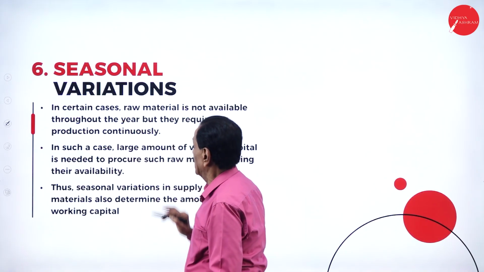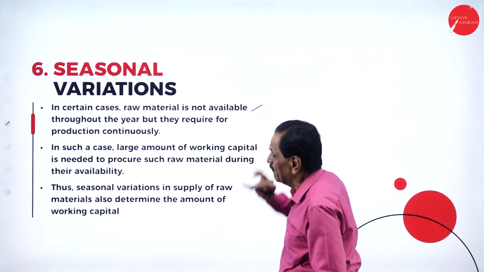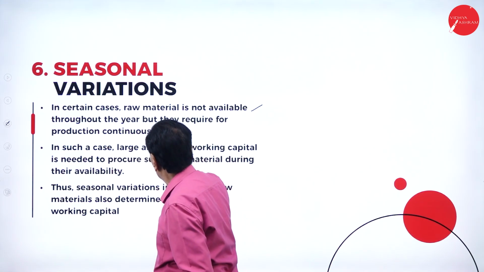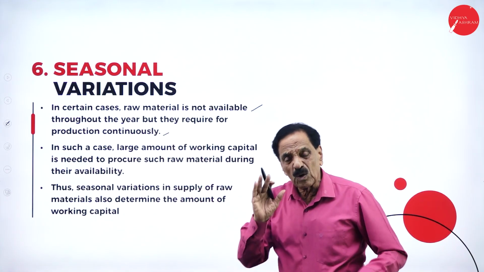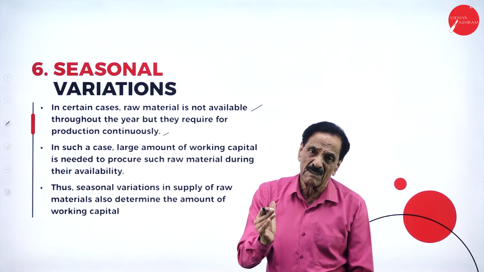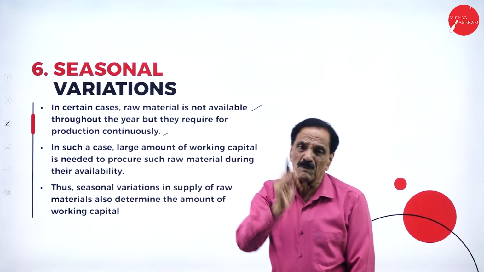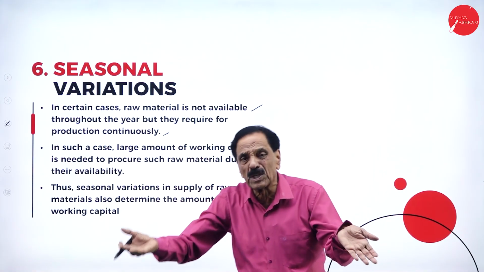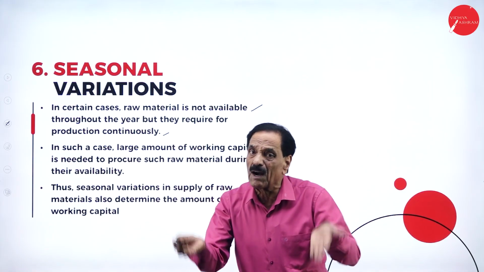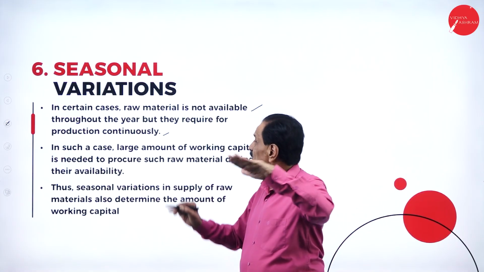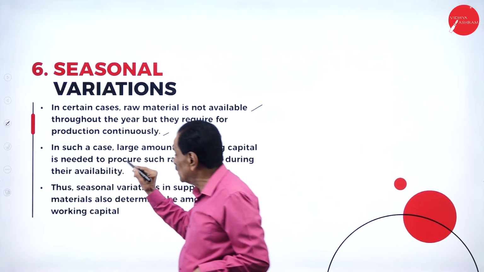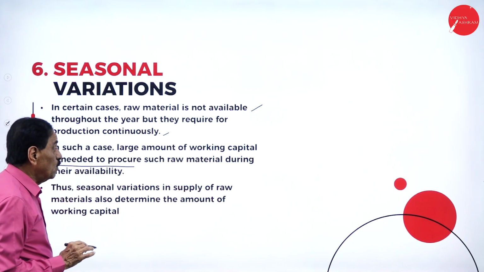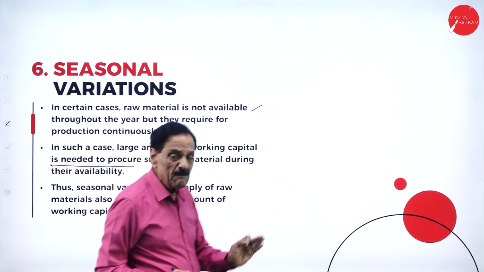Number 6, seasonal variation. In certain cases, raw material is not available throughout the year, but it is required for production continuously. We require raw material continuously, but due to some reason we could not get it. Then the question arises, how to get the raw material? How much money should be put into the raw material? Otherwise production will stop. This is where seasonal variation comes in. In such a case, a large amount of working capital is needed to procure such raw material. If you want to purchase raw material, we have to pay more.